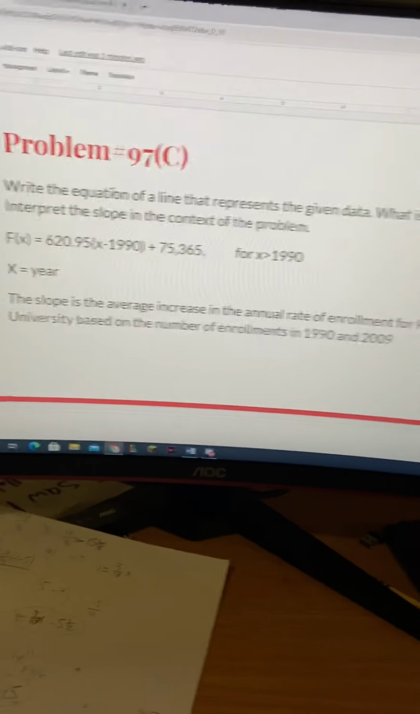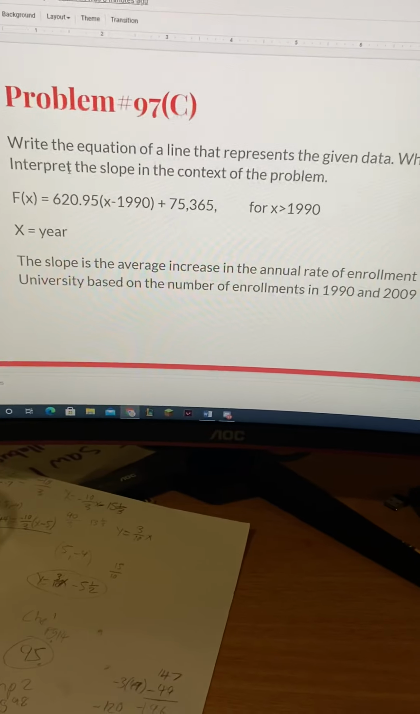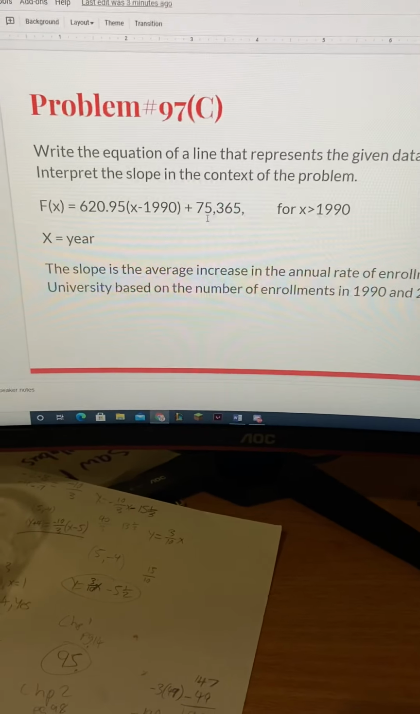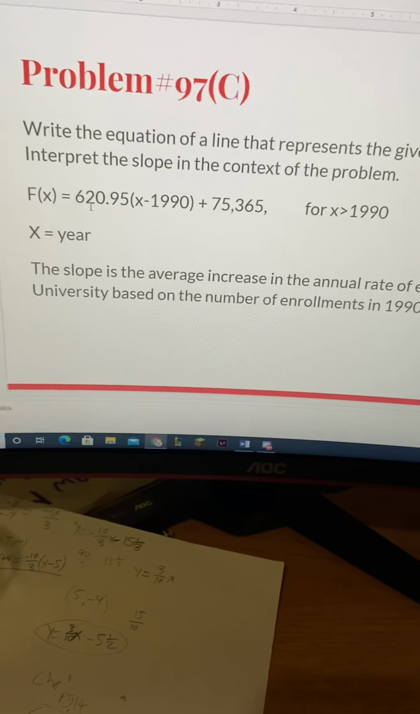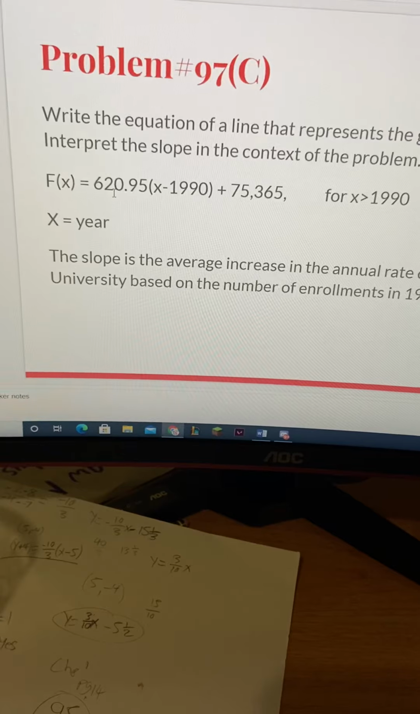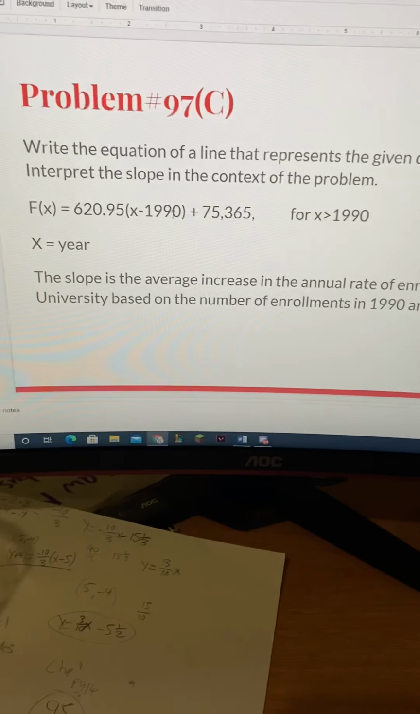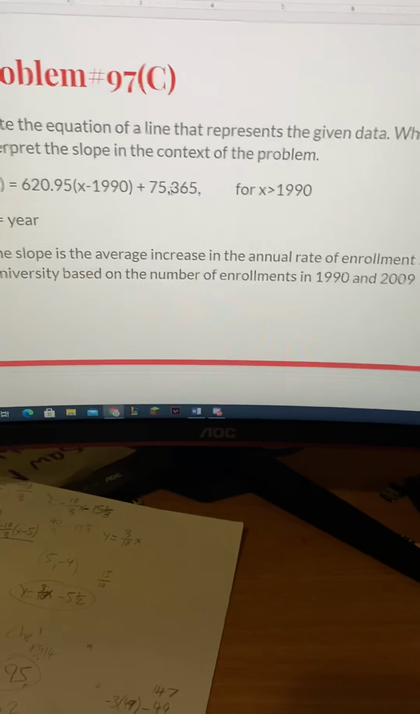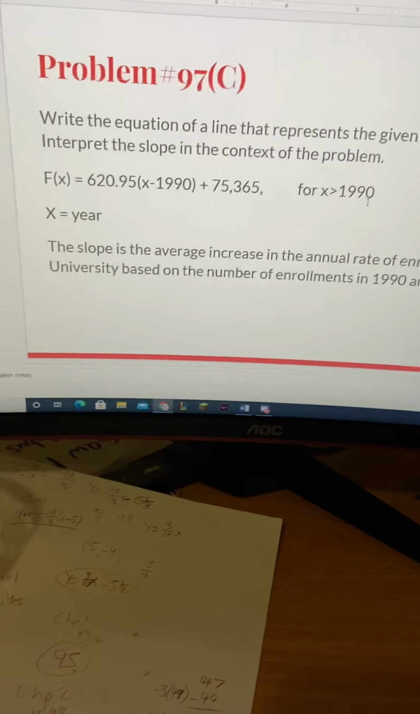Part C. Write the equation of the line that represents the given data. What is its slope? Interpret the slope in the context of the problem. For the equation, here's my equation. F of x equals 620.95 times x minus 1990 plus 75,365 for x is greater than 1990.